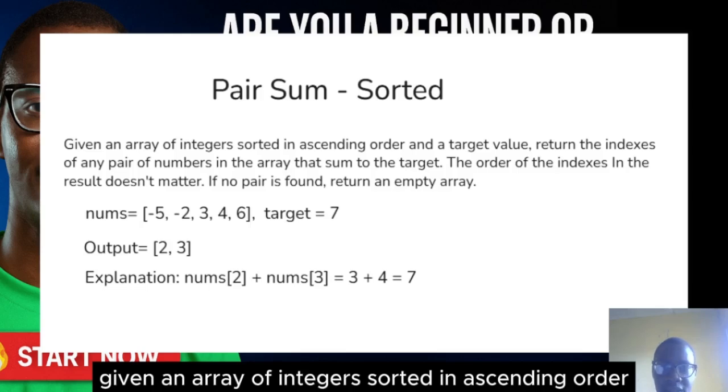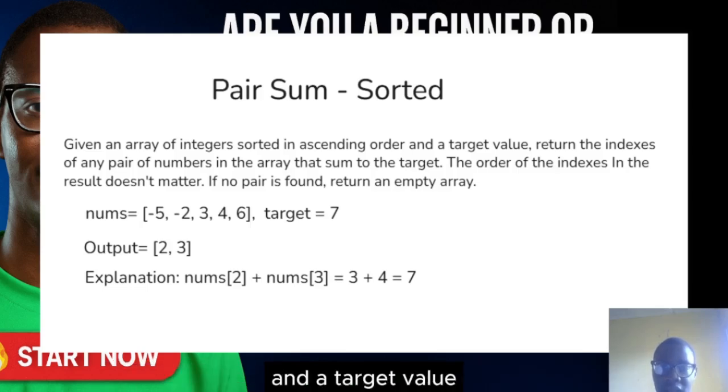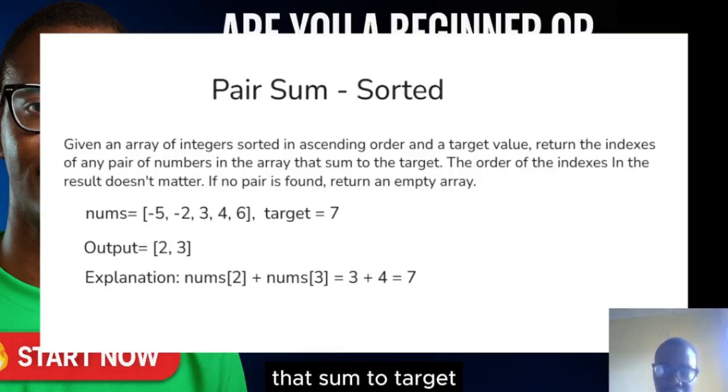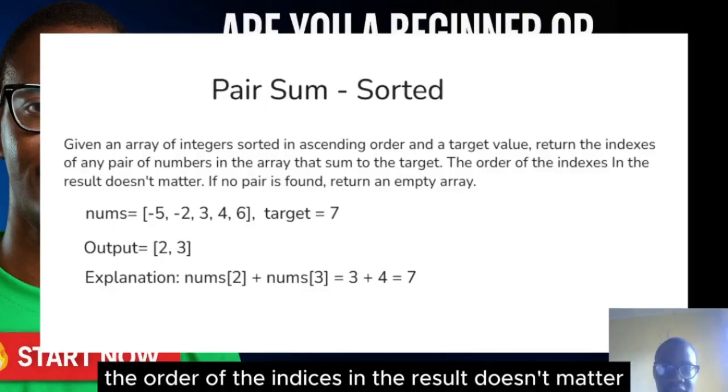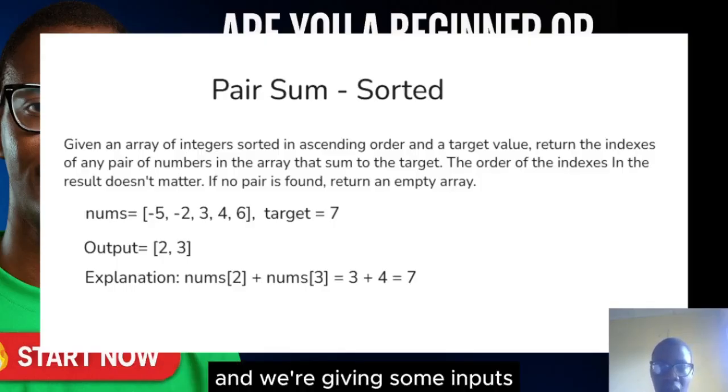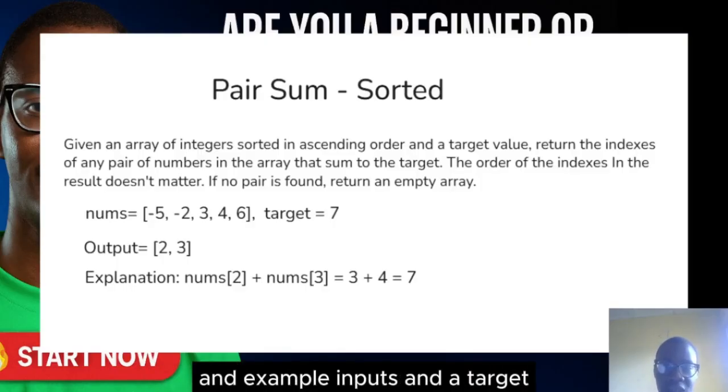Given an array of integers sorted in ascending order and a target value, return the indices of any pair of numbers in the array that sum to target. The order of the indices in the result doesn't matter. If no pair is found, return an empty array. And we are given some example inputs and a target.